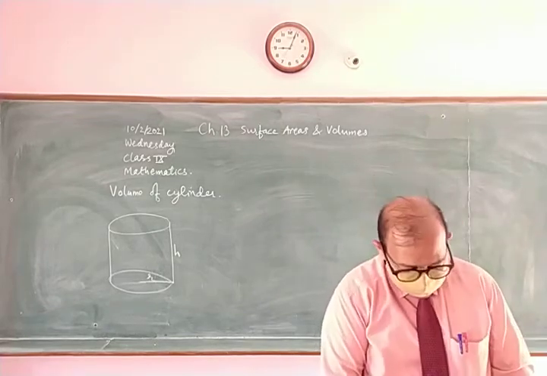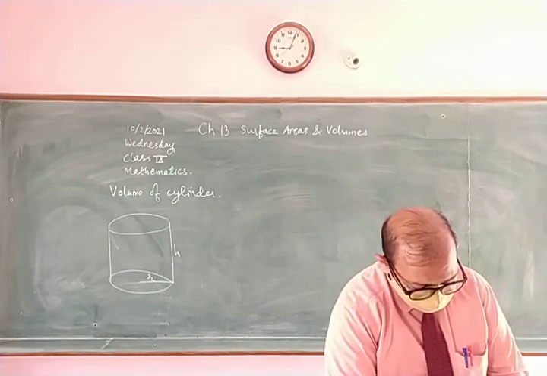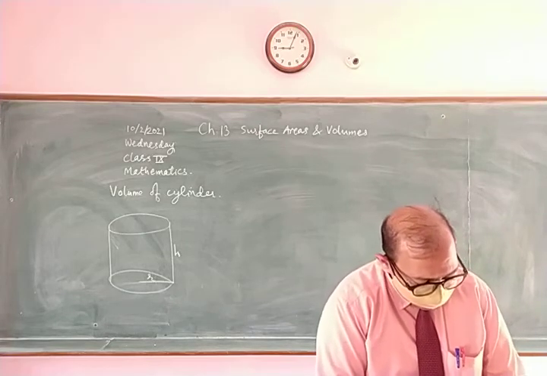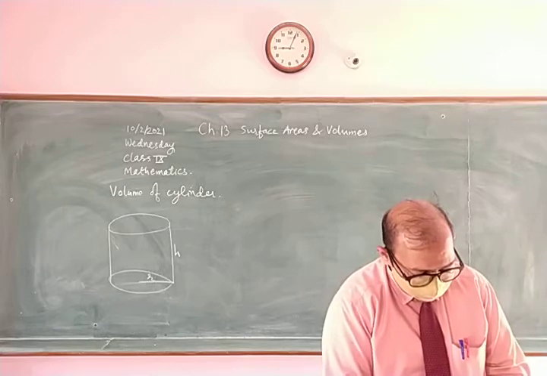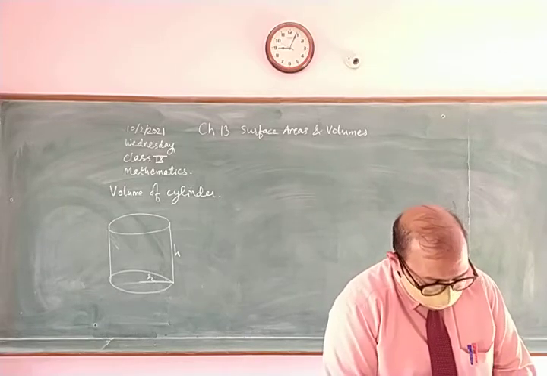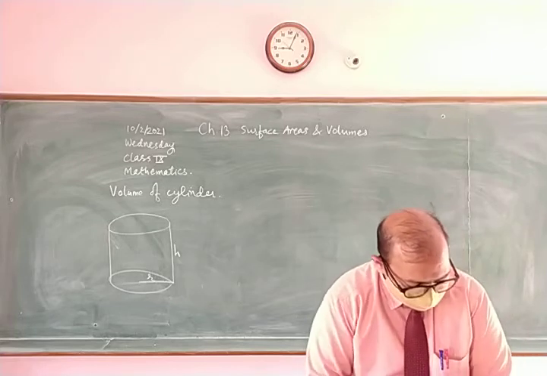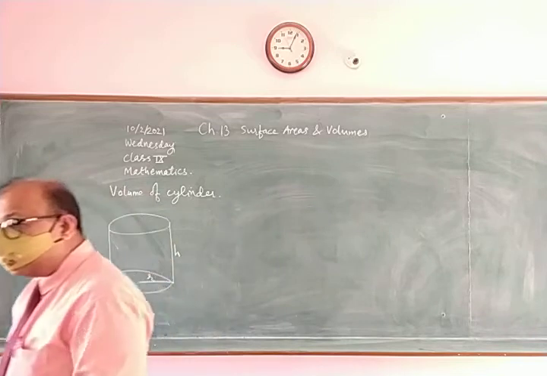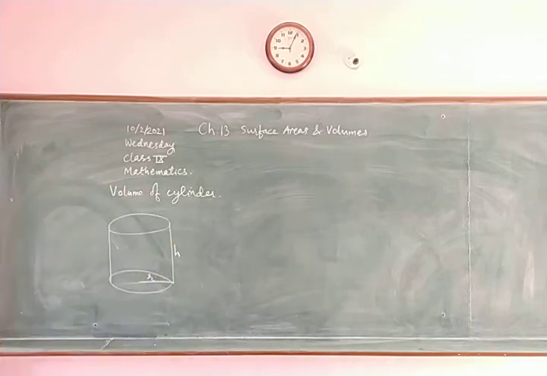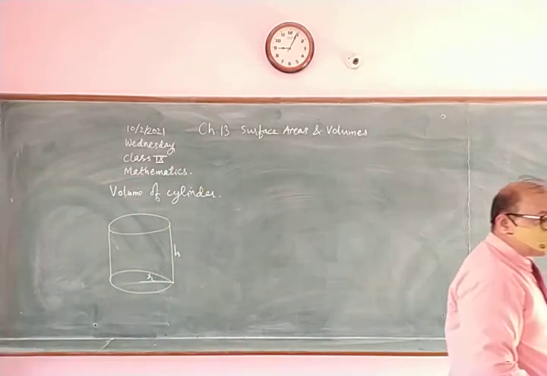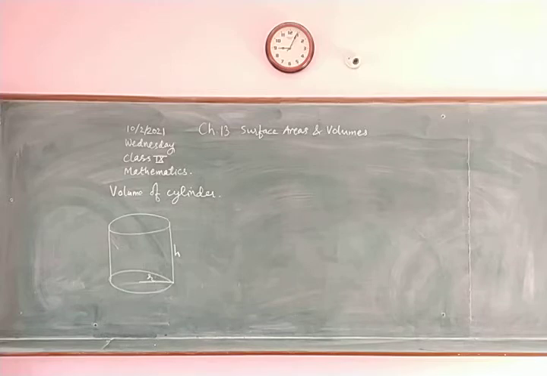What we have studied yesterday? 13.5, volume of cuboid and cube. What is the volume of cuboid? Length into breadth into height. And what is the volume of cube? Side cube, means side into side into side. What is the unit of volume? Cubic unit.